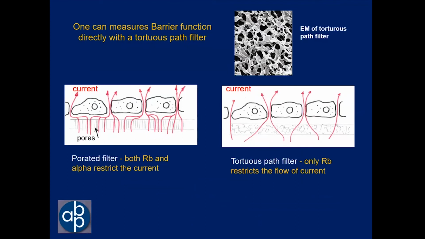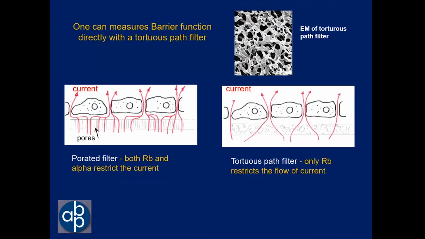But before I get to that, let me just point out the use of tortuous path filters. We see an electron micrograph of them. Instead of having these vertical pores, it's a tortuous path of fibers, and it's very different in how the material then flows through the filter to get to the paracellular space.